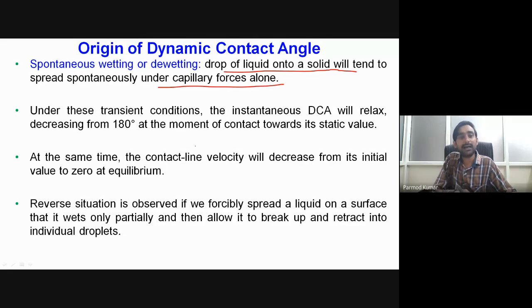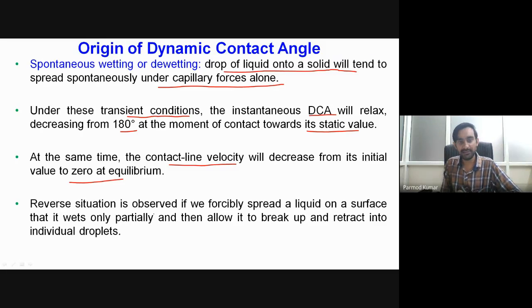Okay. Then in this particular type of situation, what happens? In the transient conditions, the instantaneous dynamic contact angle will be decreasing from 180 degrees towards its static value, as I explained in our previous slide. Finally, the contact line velocity will also be decreasing, and once we reach the equilibrium static position, our contact line velocity will become zero.